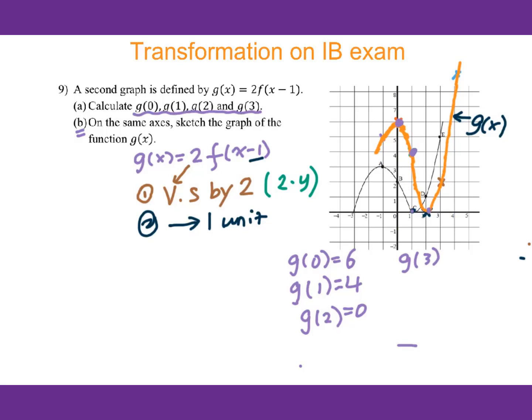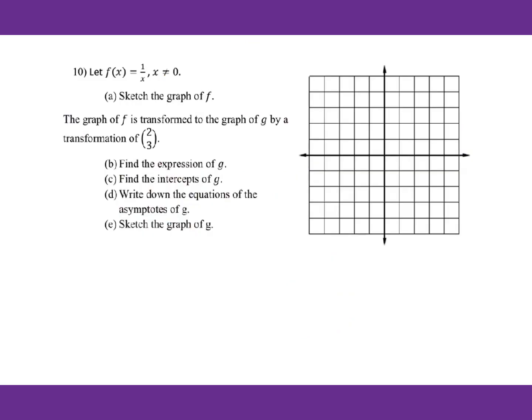G of 3 will be equal to 2. So for question A, there are 2 ways to do that. Whichever way you like better, just use it. Now look at one more question.